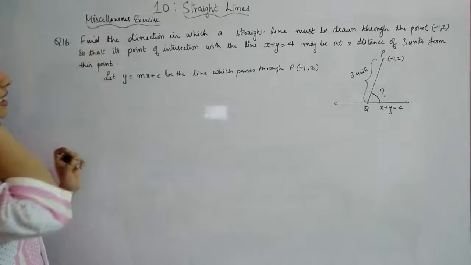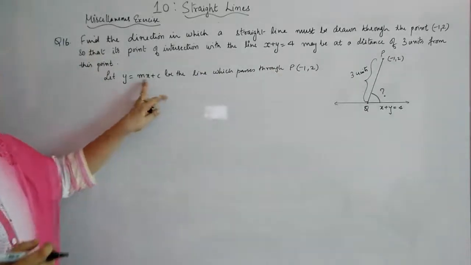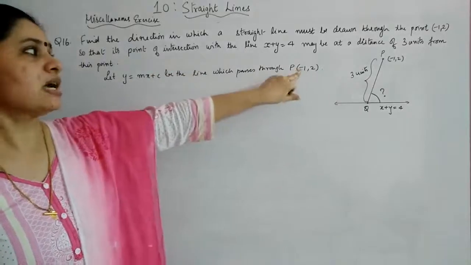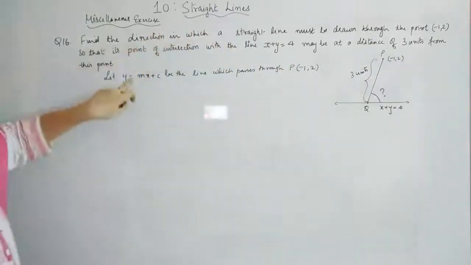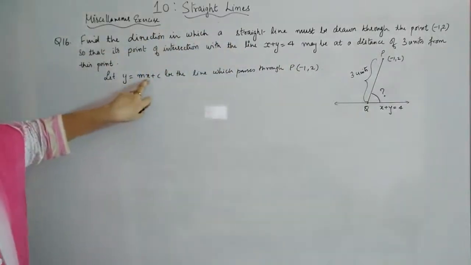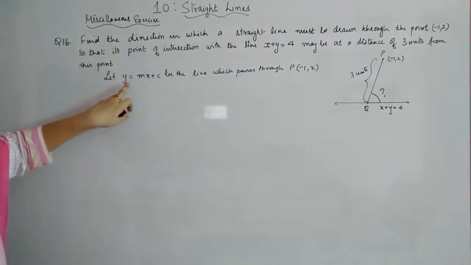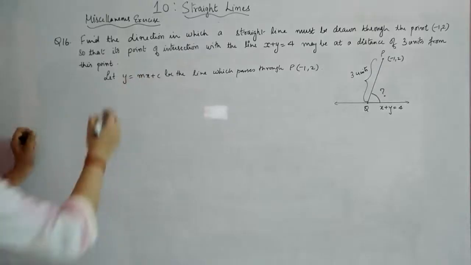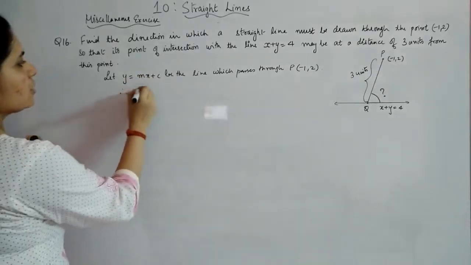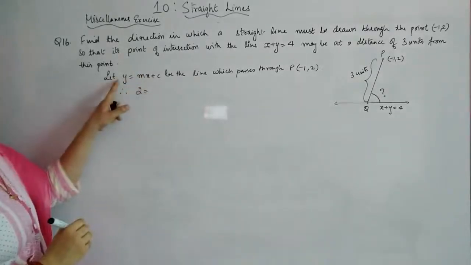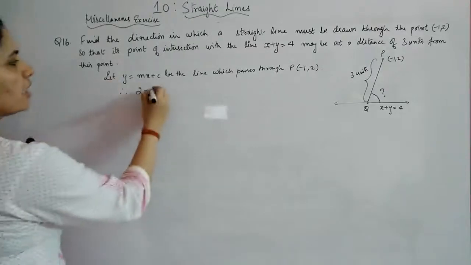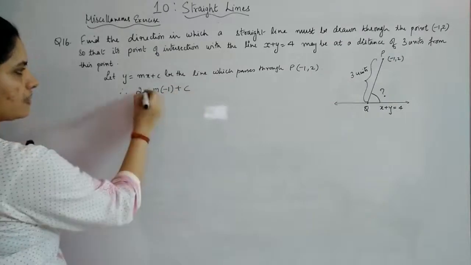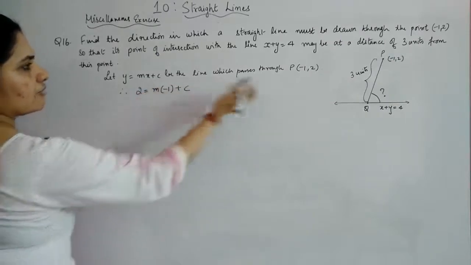So what we can say is, when you have y equal to mx plus c and it is passing through the point -1, 2, that means -1, 2 can be replaced with x and y respectively. That means it will satisfy the equation also. Therefore what you will get is 2 is equal to m into -1 plus c. So we have replaced the value of x and y with the point.